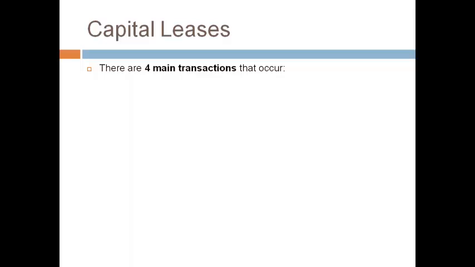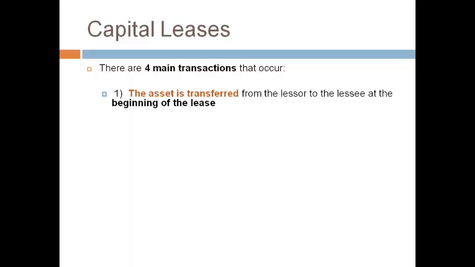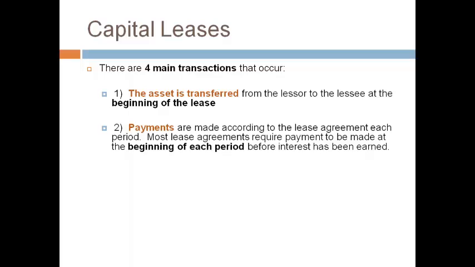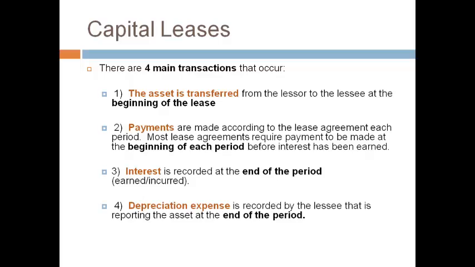There are four main transactions that occur with a lease. The lessor transfers the asset to the lessee. The lessee makes a payment to the lessor. Payments are usually made at the beginning of the period. Payments can be made monthly, quarterly, or annually. Interest is recorded at the end of the period, and depreciation expense is recorded by the lessee at the end of the period. Payments, interest, and depreciation are recorded every period.